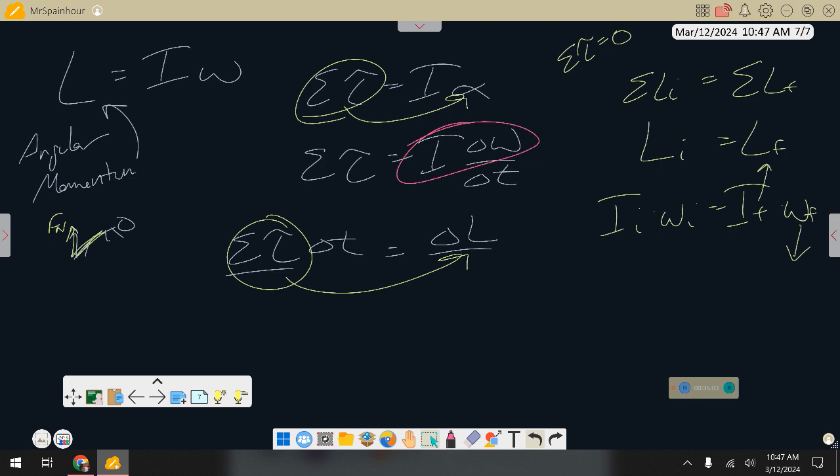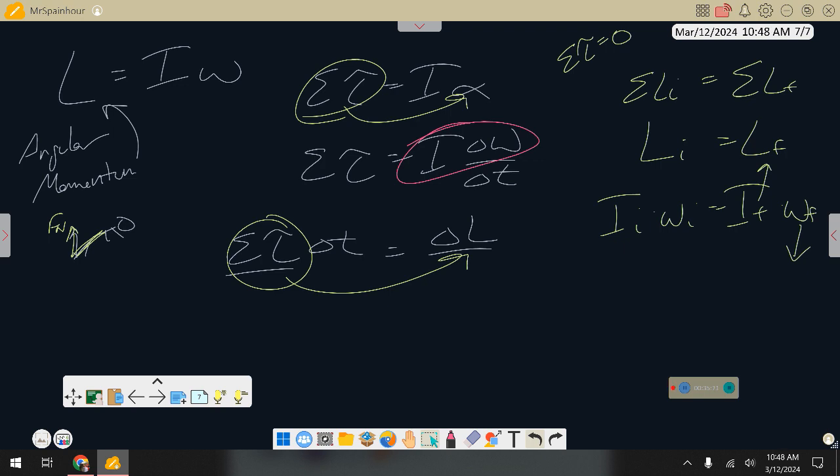Which object, the wheel or the person, is going to be spinning faster? The wheel. Why? Because it has less mass. They're close, but not quite. You're right and wrong. Less moment of inertia, which probably is a result of less mass, but yes, it is less moment of inertia that does it.